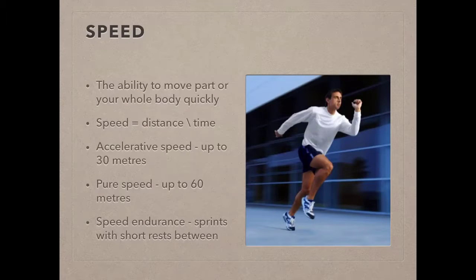So we've got accelerative speed, which is up to 30 meters, any sprint up to 30 meters. Pure speed, which is any sprint up to 60 meters. And speed endurance, which is when you sprint, have a short rest, and then you sprint again. Hopefully you've got all that information.